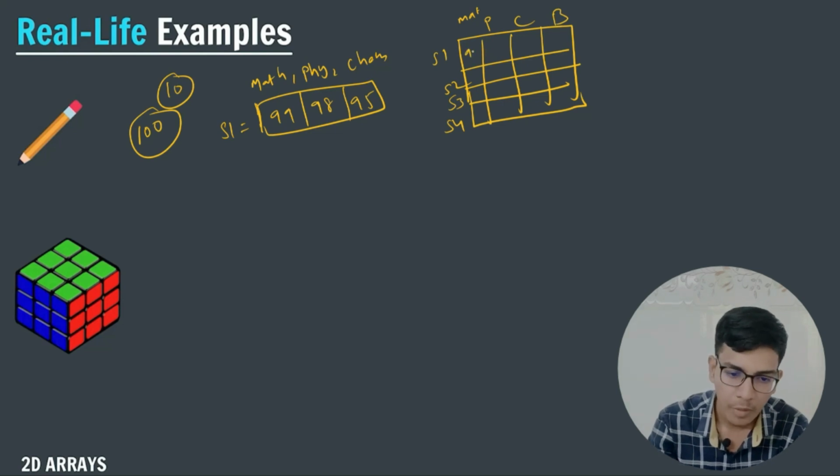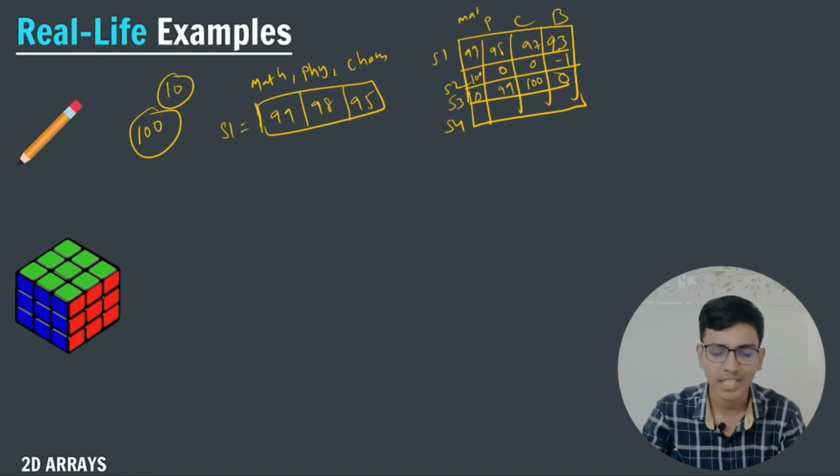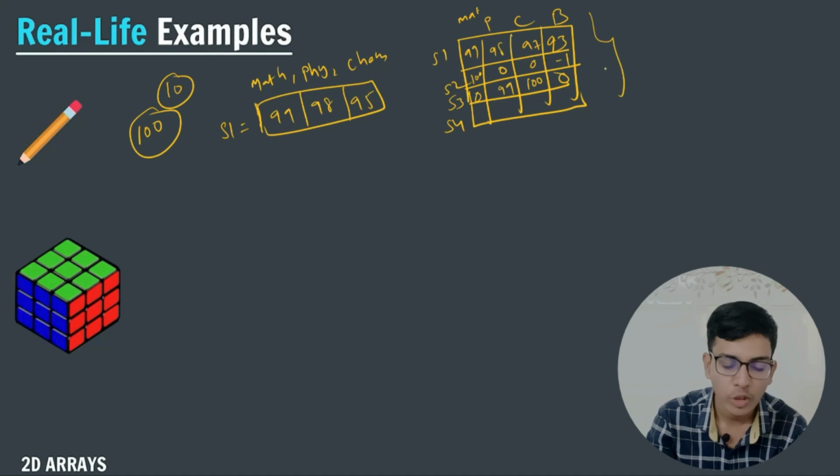So I can store here marks: 99, 98, 97, 93. After that, 100, 0, 0, -1, whatever you can store, right? 0, 99, 100, and 0, whatever. So this is how we use two-dimensional arrays.